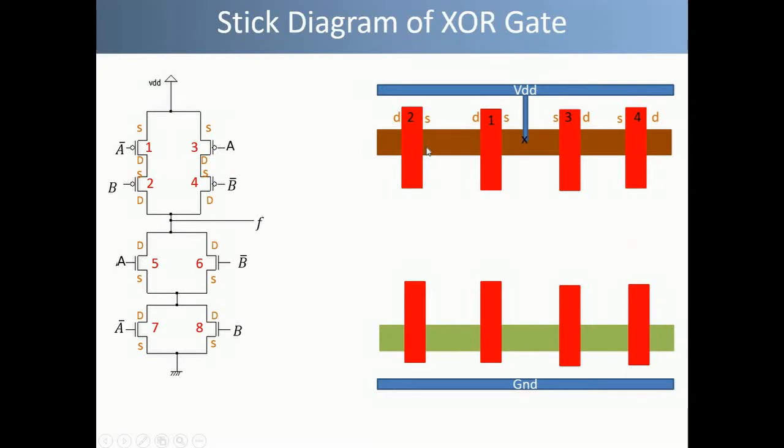The drain terminal of transistor 2 and transistor 4 are connected to each other. So we place a P diffusion to metal 1 contact over here and extend a metal 1 layer to connect these two terminals like this.